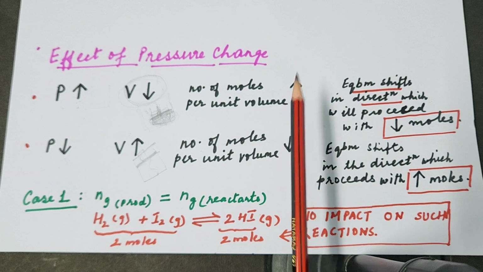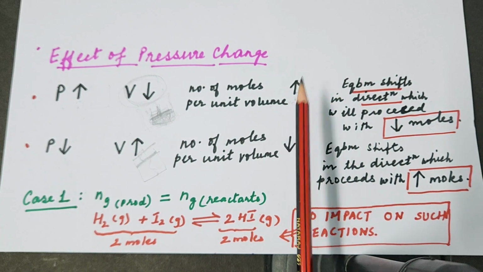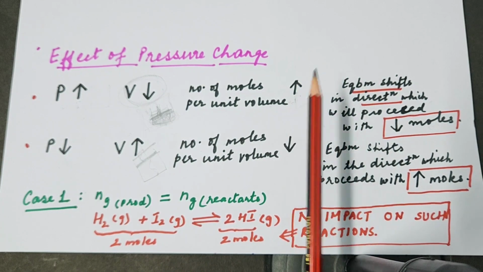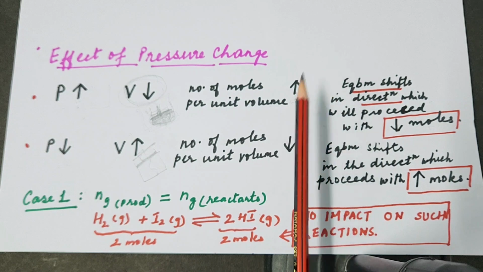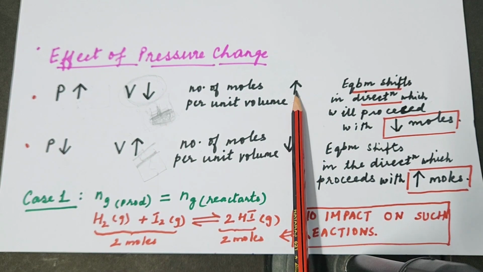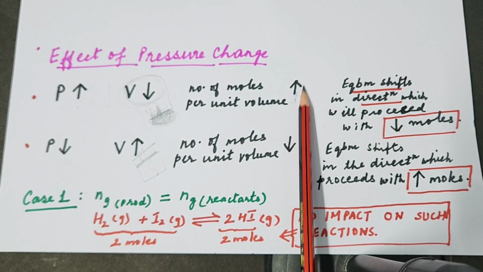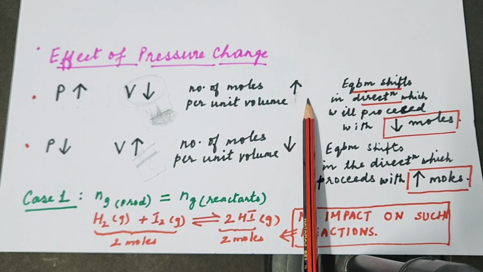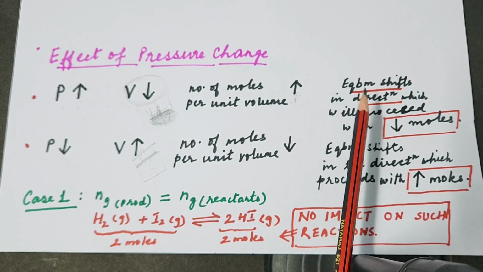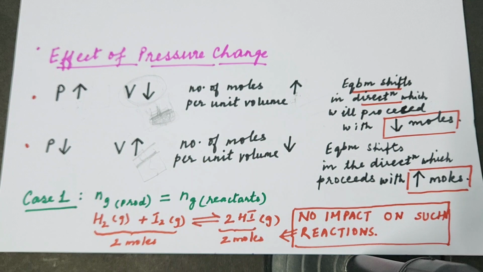And how will the system respond? The reaction will respond to decrease the number of moles. That is, it's going to oppose the change. What was the change? Increase in the number of moles. The system equilibrium will shift in that direction which will result in a decrease of moles.